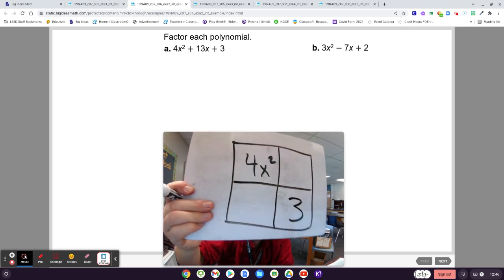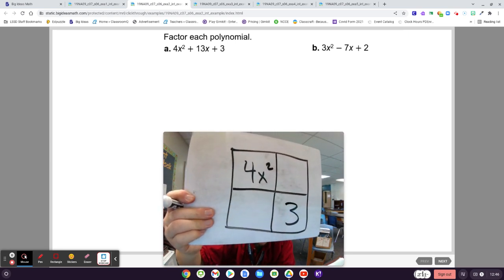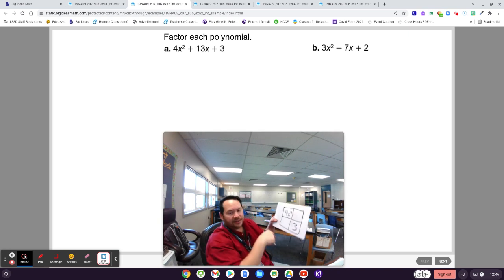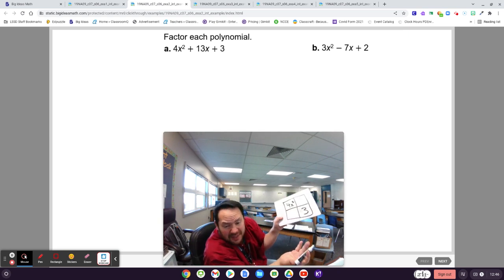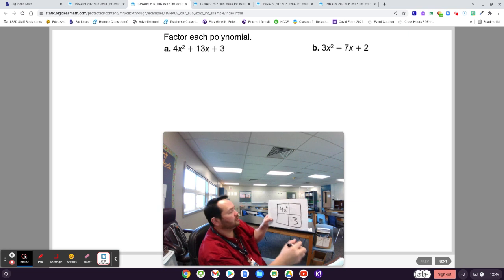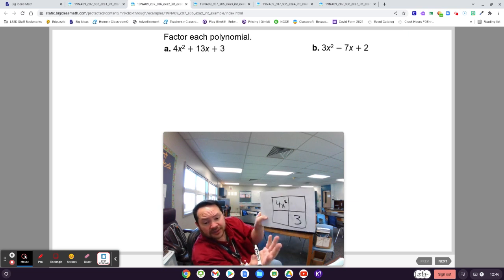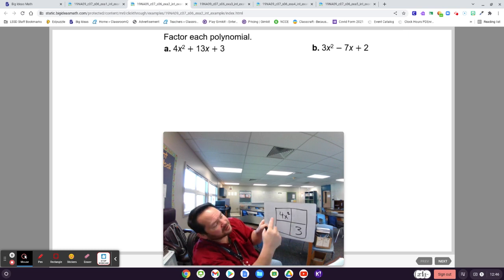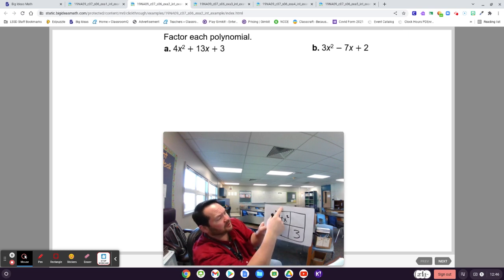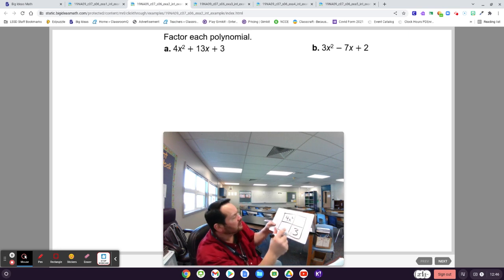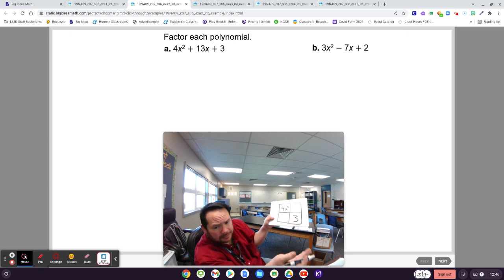Okay, so the 4x squared goes here, and then the 3 is going to go down here. Now, here's the thing. The 13x doesn't come from just the two terms that we're going to use added together. That's the tough thing about this. So we don't even know what these two terms are here and here. Before, yesterday, it was just x and x, no problem. This could be 2x, 2x. It could be x and 4x. And depending on which one we make the 4x, that'll change the number that's in the other boxes. So this is slightly messier.